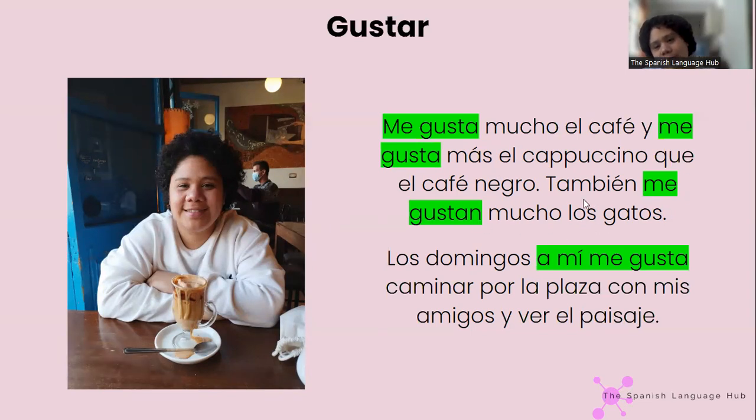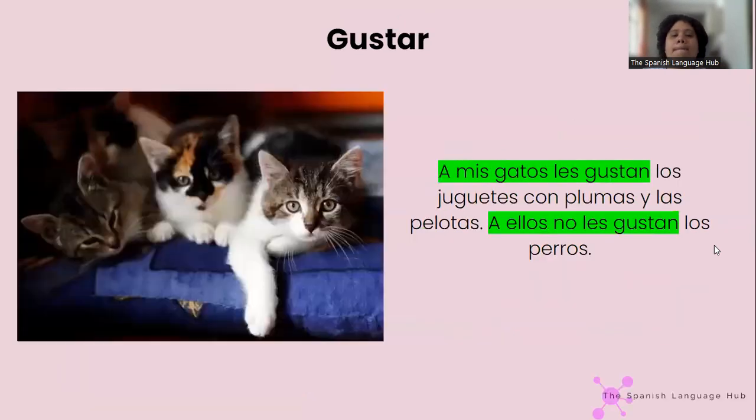Gustan here because I'm talking about cats. So the word is singular, so I use gustan. Los domingos, a mí me gusta caminar por la plaza con mis amigos y ver el paisaje. So on Sundays, I like to walk in the plaza with my friends and see the landscape. So here I'm using a mí just to emphasize. I don't really need to use it. I could say los domingos me gusta caminar, and that's it.